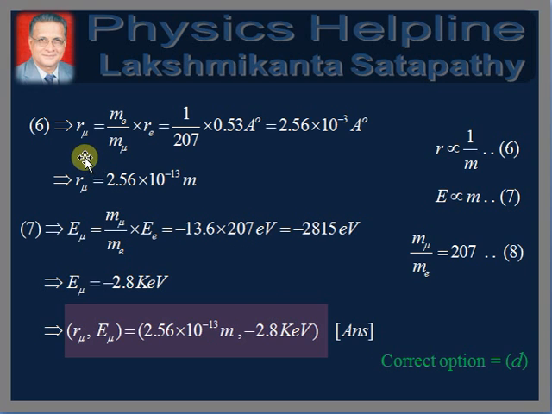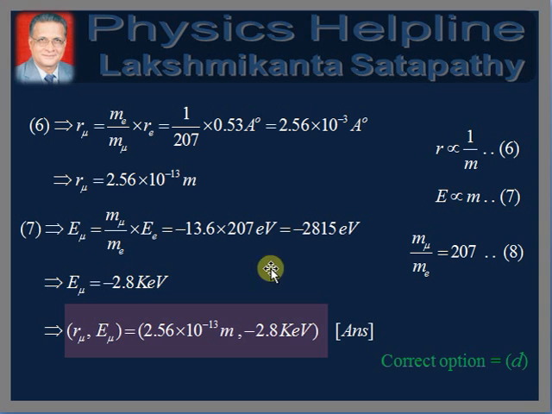Therefore, since R is proportional to 1 by m, we get R mu is equal to m e divided by m mu into R e. Now, m e divided by m mu is equal to 1 by 207 multiplied by R e is equal to 0.53 angstroms. On simplification, this is equal to 2.56 into 10 to the power minus 3 angstroms. 1 angstrom is equal to 10 to the power minus 10 meters. Therefore, we get R mu is equal to 2.56 into 10 to the power minus 13 meters.